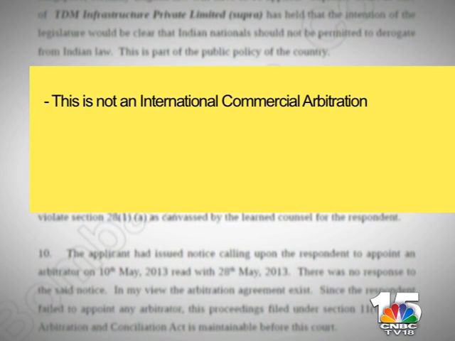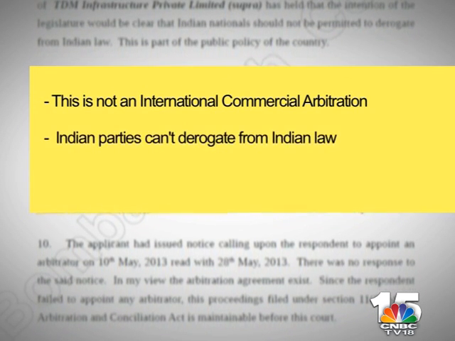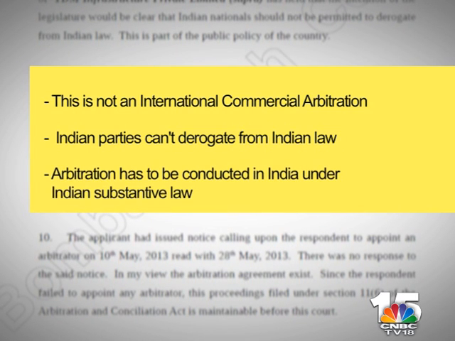apply. So the court held that since this was not an international commercial arbitration and Indian parties can't derogate from Indian law, the arbitration has to be conducted in India under Indian substantive law.